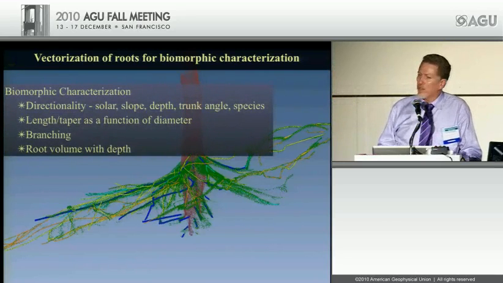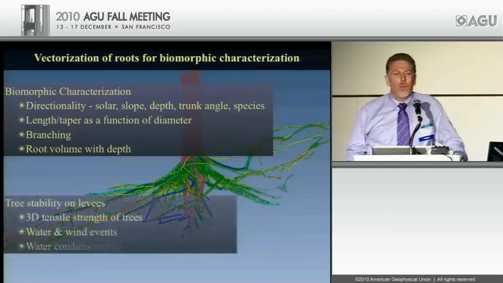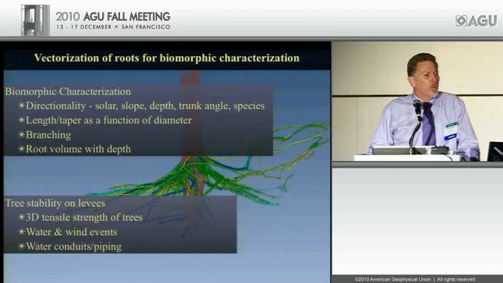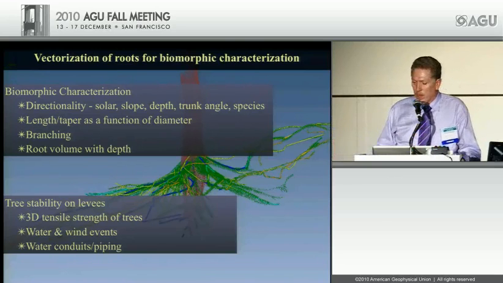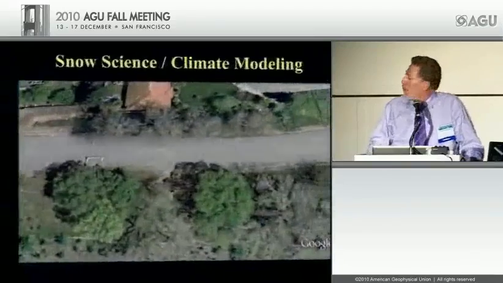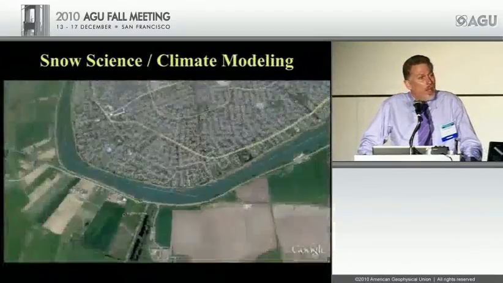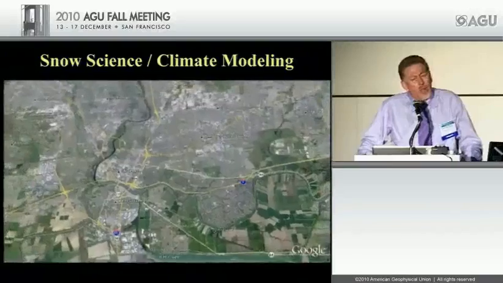Taper is a function, branching. We now have a unique way to 3D characterize the roots and how they're growing. Then this starts folding into tree root modeling for levee stability. Now I'm going to quickly leave the roots and head up to the northern Sierras.